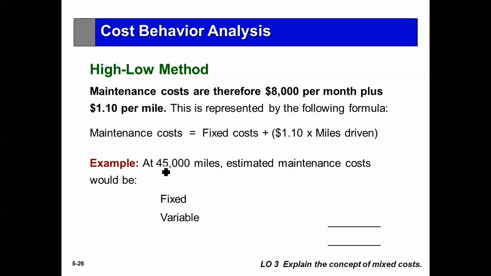So at 45,000 miles, I know the fixed is going to be 8,000, but the variable is going to be $1.10 times 45,000 miles, or 49,500, and that way I'm able to predict what my total cost would be. So I can use this model to predict what my total cost would be in the future at any level of activity for maintenance costs. And I also have the breakout of the total cost into its fixed and its variable portion.